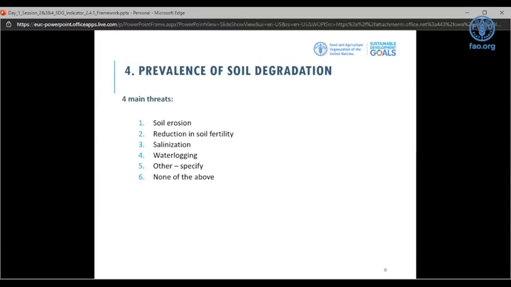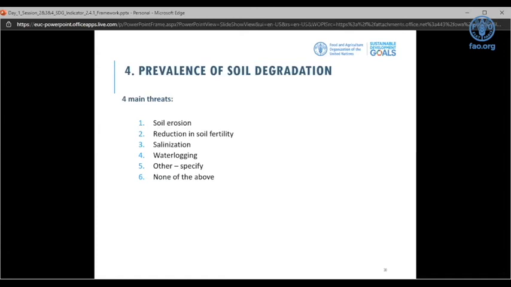So in the context of SDG 2.4.1, we have selected 4 main threats to soil health that are, more or less, in general, universal globally. So the first one is soil erosion. While erosion, as you may know, refers to the wearing away of the field's topsoil by the natural physical forces of water and wind. These can be accelerated or reduced as a function of farming activities such as tillage.